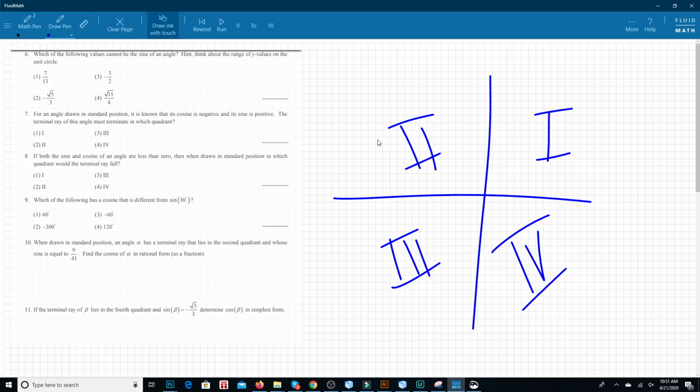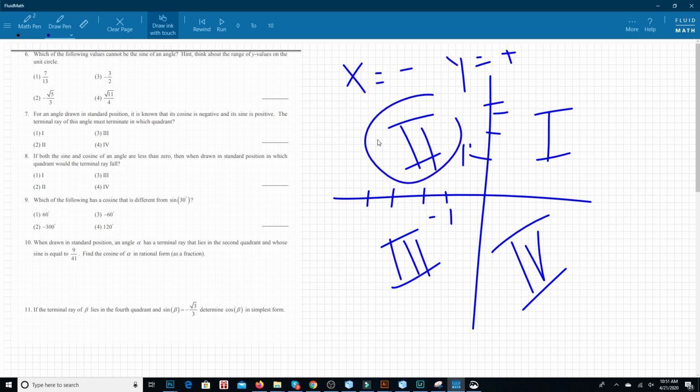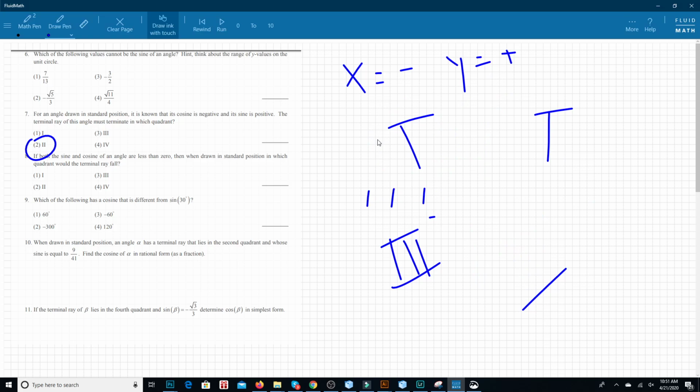All right, so it's telling me that the cosine is negative, so x is negative, and the y is positive. So that's only one quadrant right here: quadrant 2, because we have to run counterclockwise, right?